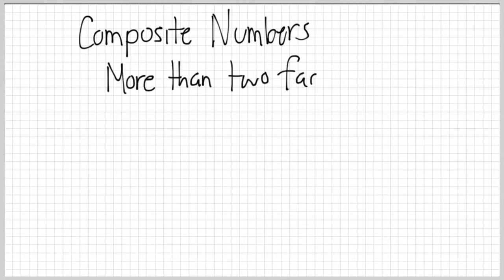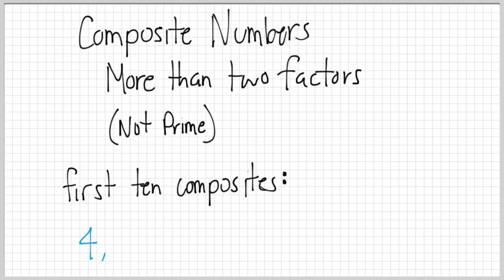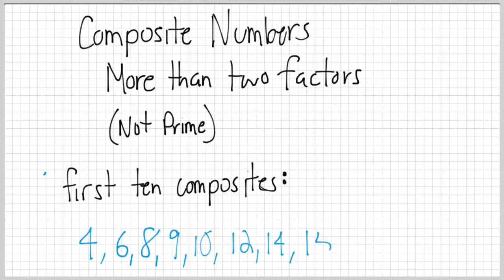Okay, composite numbers are numbers that just have more than 2 factors, so they're basically just not prime. Okay, so other numbers go into them. The first 10 composite numbers are 4, 6, 8, 9, 10, 12, 14, 15, 16, and 18. Again, 1 doesn't count, but these are your composite numbers.